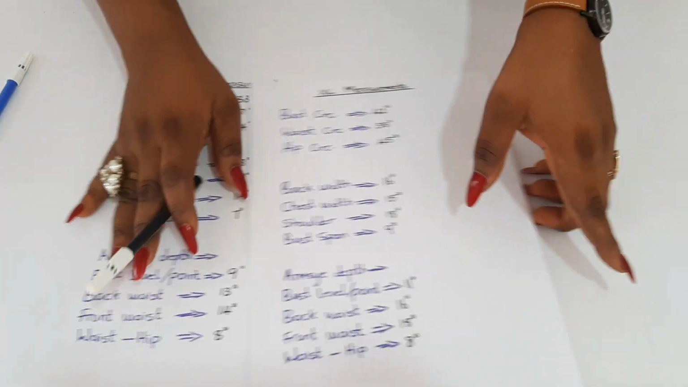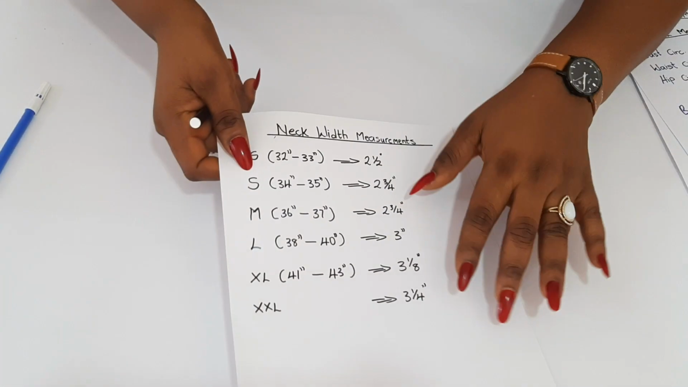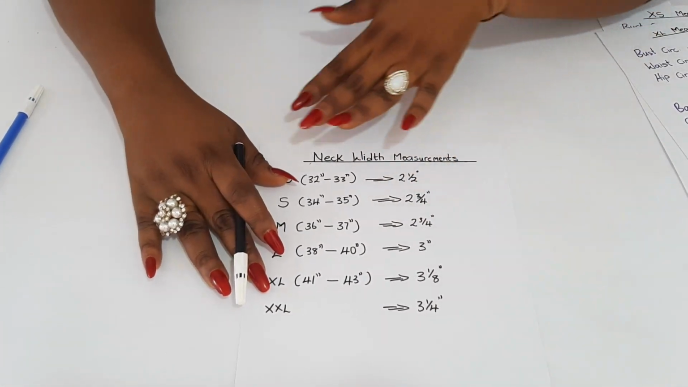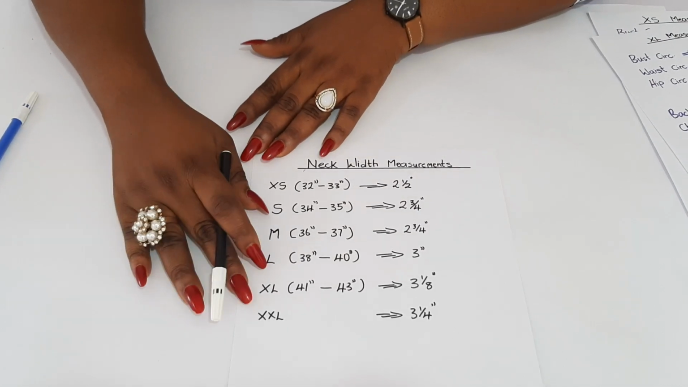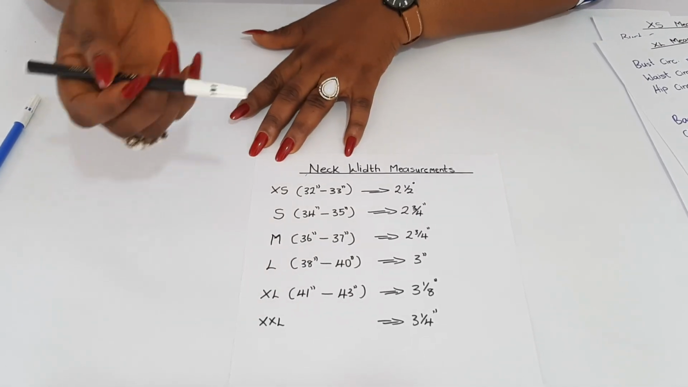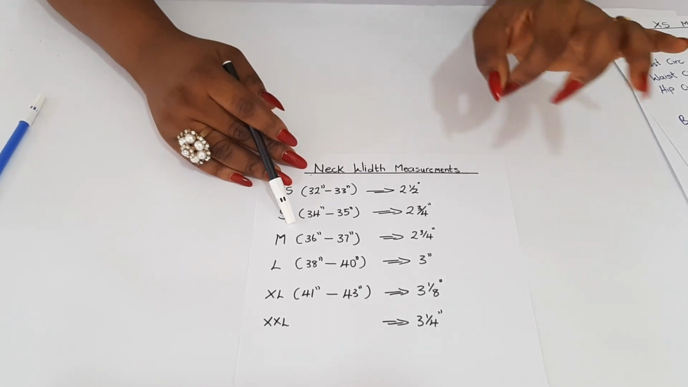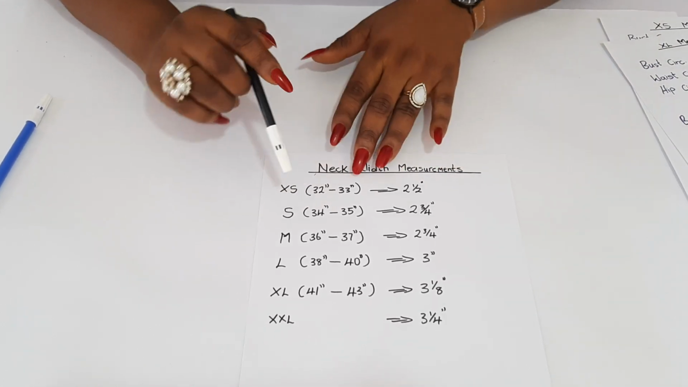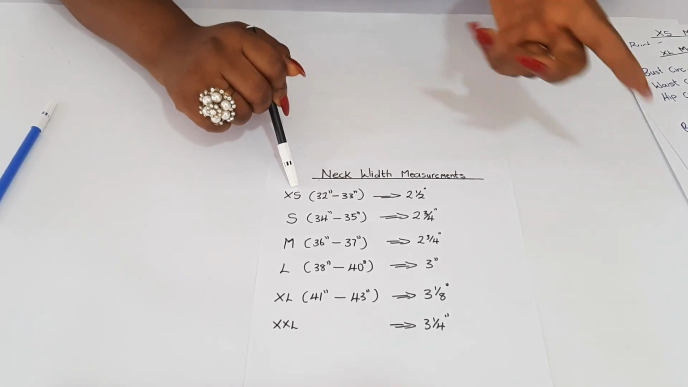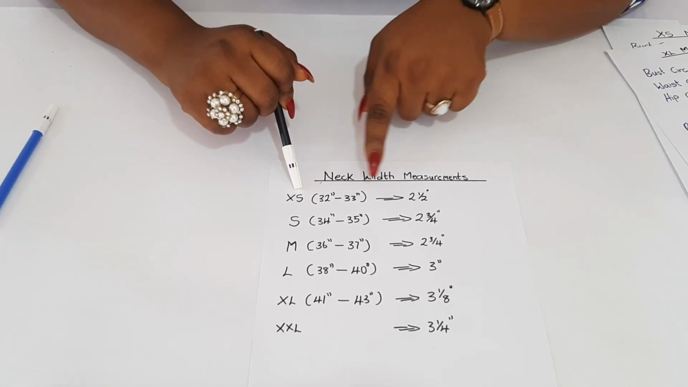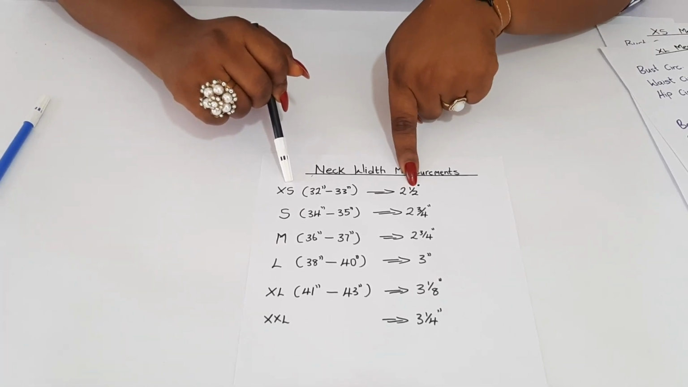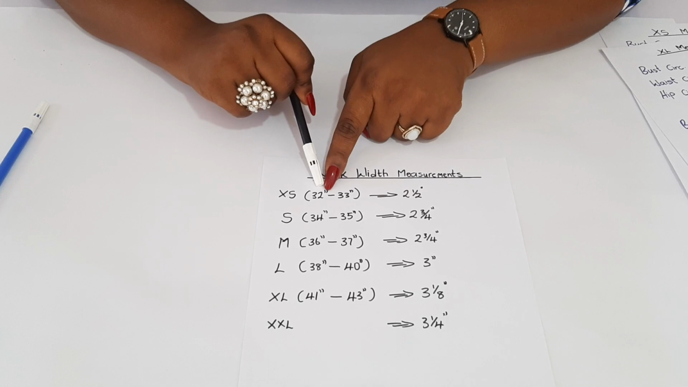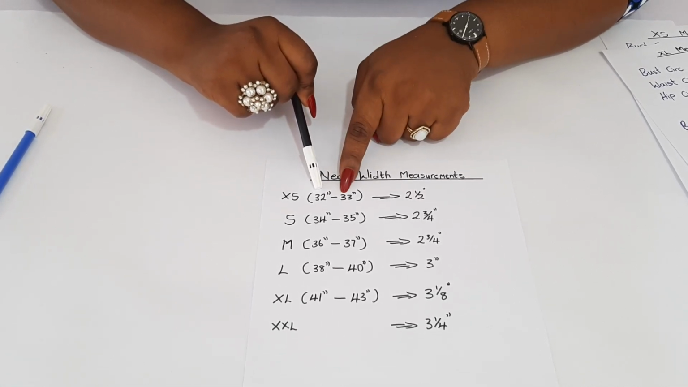Then another thing before we quickly start drafting is this: you need your neck width measurements. I've also simplified this so that you don't need to do any calculations. Your neck width is how wide your neck should be. For an extra small person like the first one I showed you, it will be 2.5 inches. That is for somebody that has a bust of 32 inches to 33 inches.